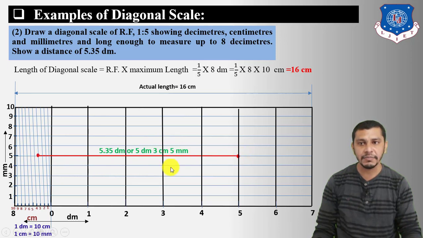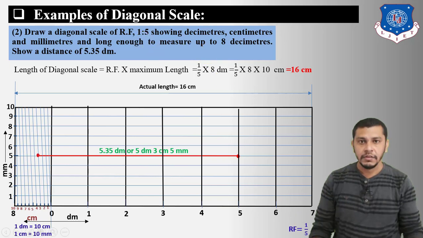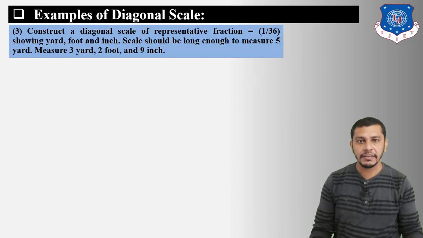So this is 5 decimeter, 3 centimeter and 5 mm. Now we have to show the RF on the right corner. So RF will be equal to 1:5. It is already given. So let's move on to the next example.